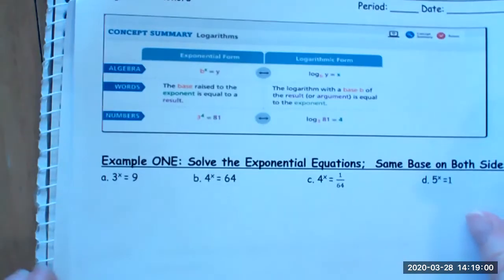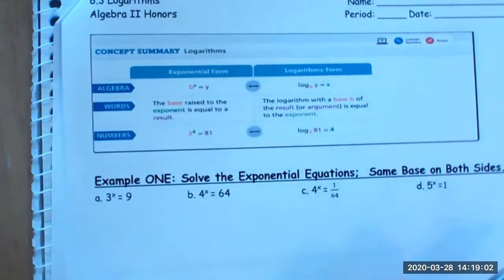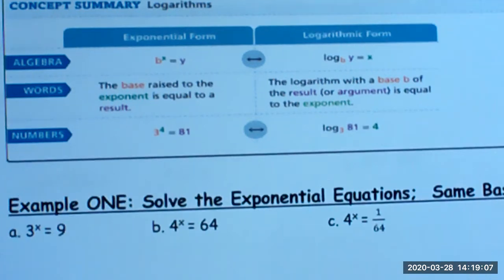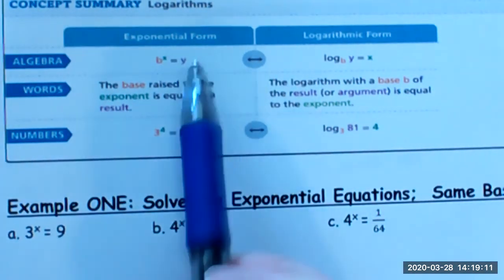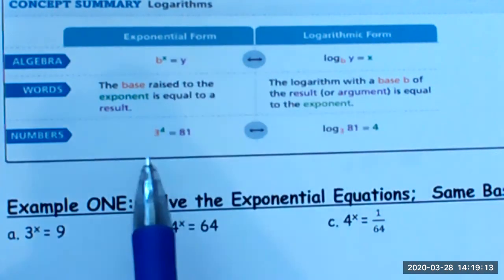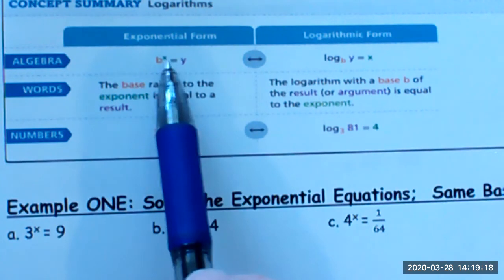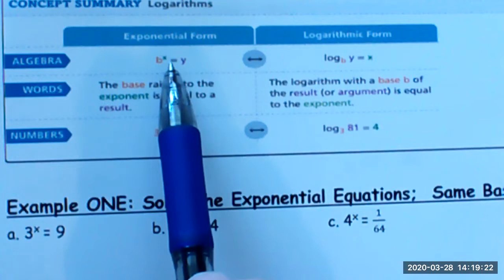So we have a summary here. See if I can zoom in a little bit on that. So we have a summary of the difference between exponential and logarithmic form here. And as you can see, it's color-coded for you. And you might want to print this in color as well, if you have a color printer at home. That would be helpful.